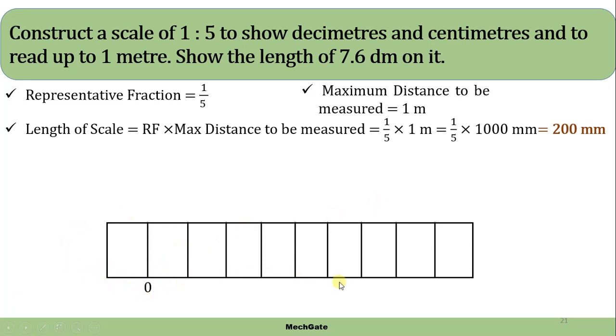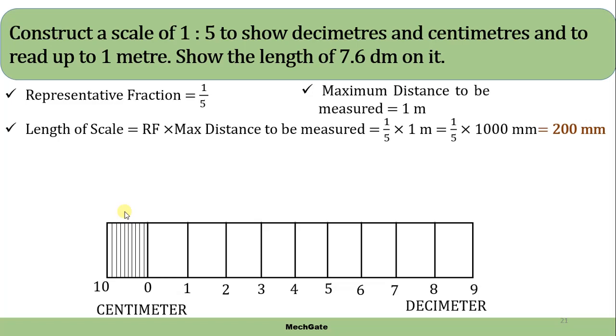From the right hand side of the 0, put the larger unit, that is our decimeter, 1 to 9, and on the left hand side of the 0 there will be the smaller unit, that is centimeter, 10 centimeter. 1 decimeter is equivalent to 10 centimeter. Further we have to divide this division into 10 equal parts. So this division is equivalent to 20 millimeter. So let's divide this into 10 equal parts using a scale, right? 2 millimeter division each. So we can easily divide that. So let's say this is the division.